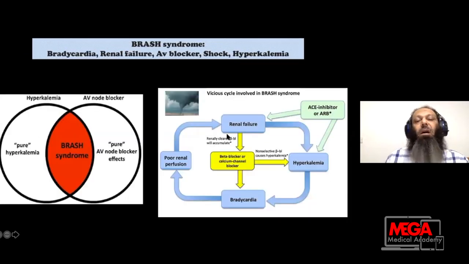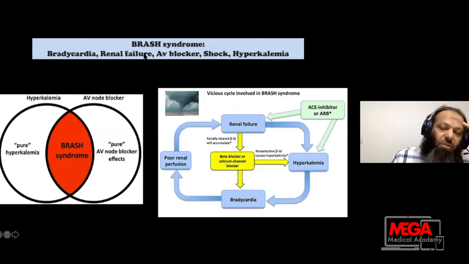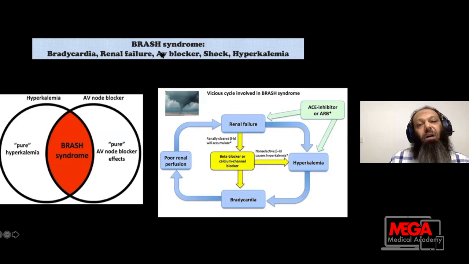Here is what I mentioned before, the BRASH syndrome. BRASH syndrome is just five letters: B for bradycardia, R for renal failure, A for AV block, S for shock, H for hyperkalemia. So actually this BRASH syndrome is an overlap between severe hyperkalemia and the medication that can cause AV node block. This overlap will result in the BRASH syndrome.